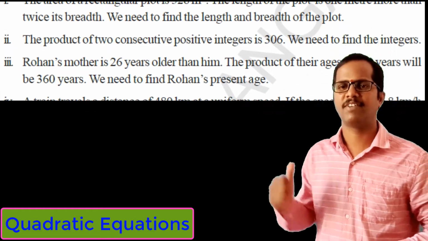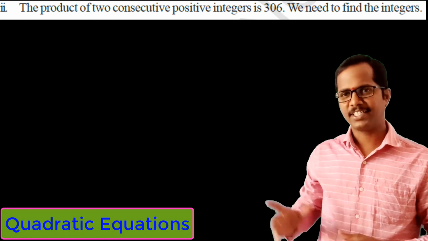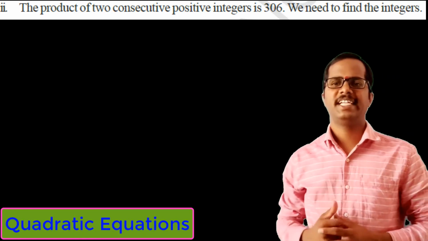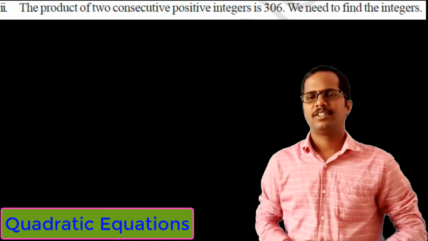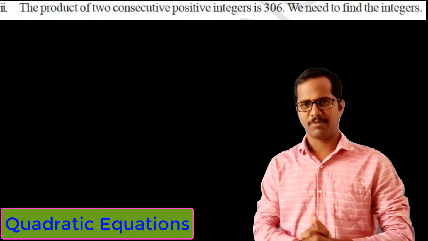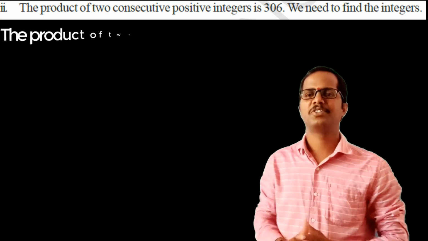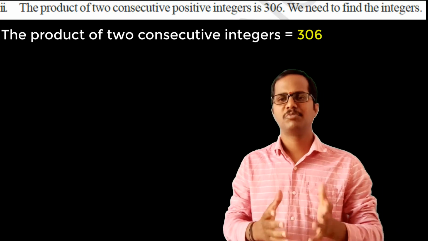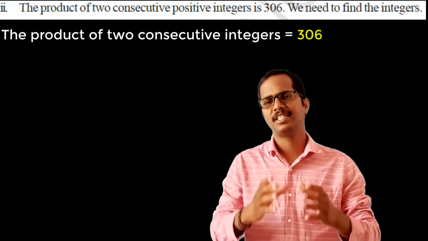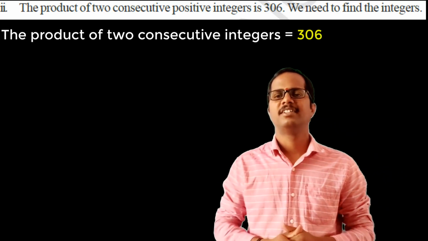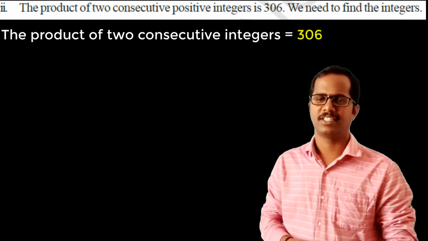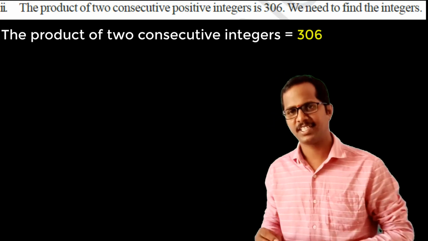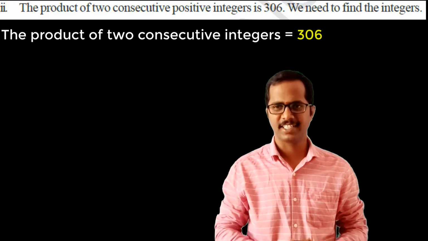Now let us see the second problem. The second problem is given as: the product of two consecutive positive integers is 306. We need to find the integers. Here in this problem, the product of two consecutive integers is given as 306. What do we mean by consecutive integers? The integers which are taken in their order are called consecutive integers. So here we need to find the two consecutive positive integers such that their product equals 306.